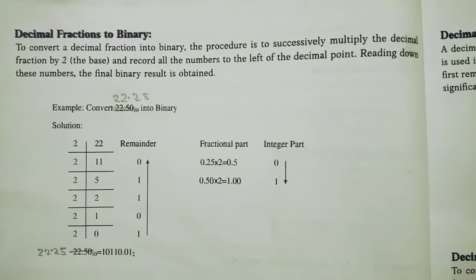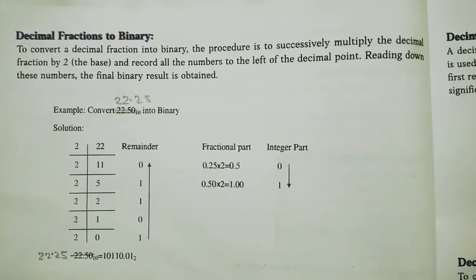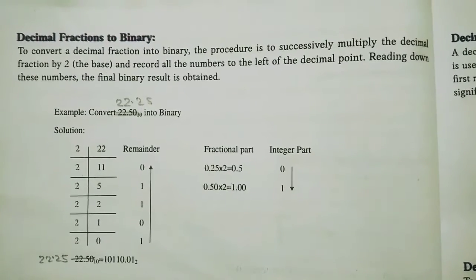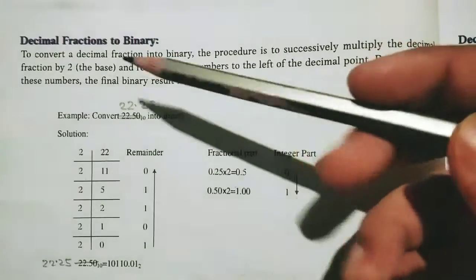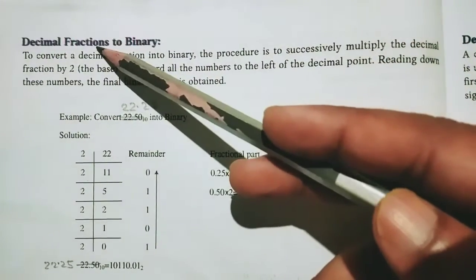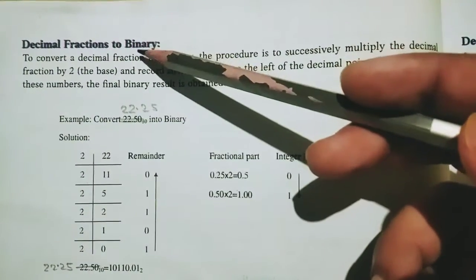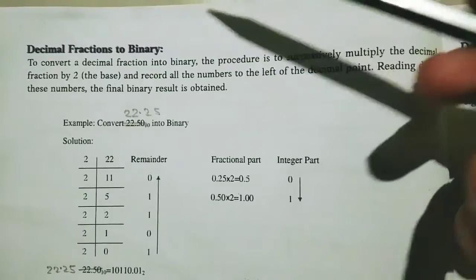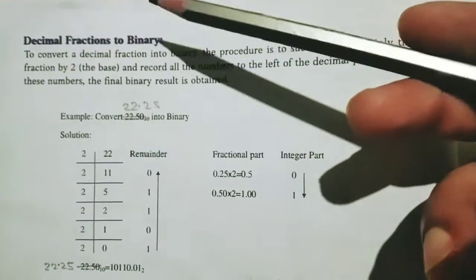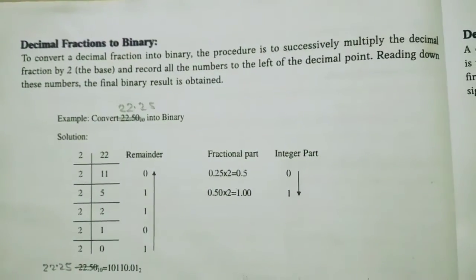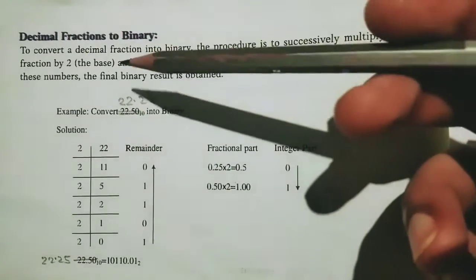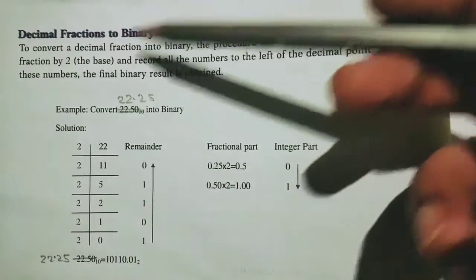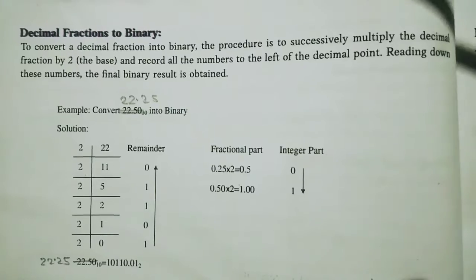Today in this video, I will show you how to convert a decimal fraction to a binary number. The topic is to convert decimal fraction to binary. In the previous video you have seen how to convert a decimal number into binary, but that decimal number was only a whole number. Now if you have a decimal fraction number, how do you convert it into binary form?